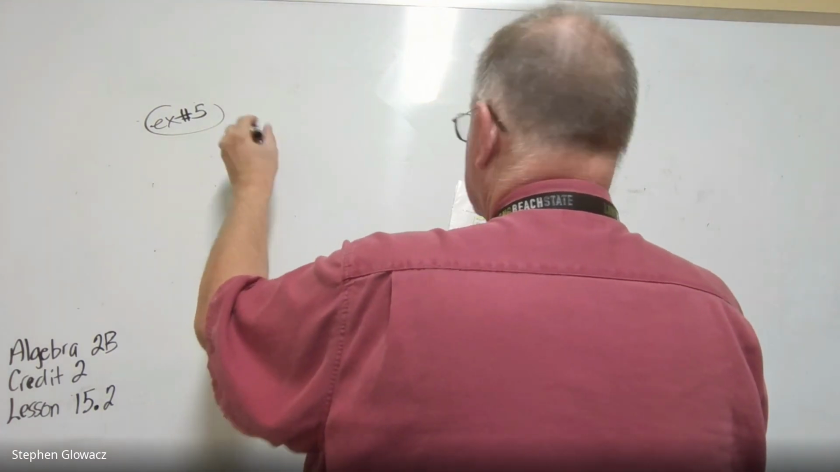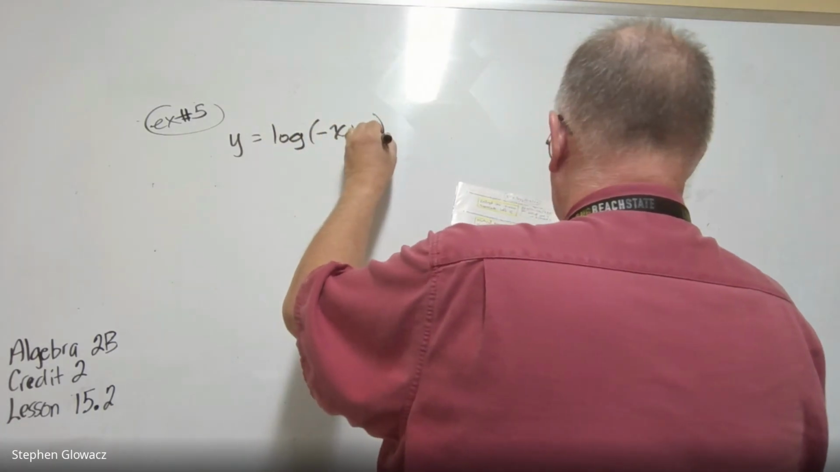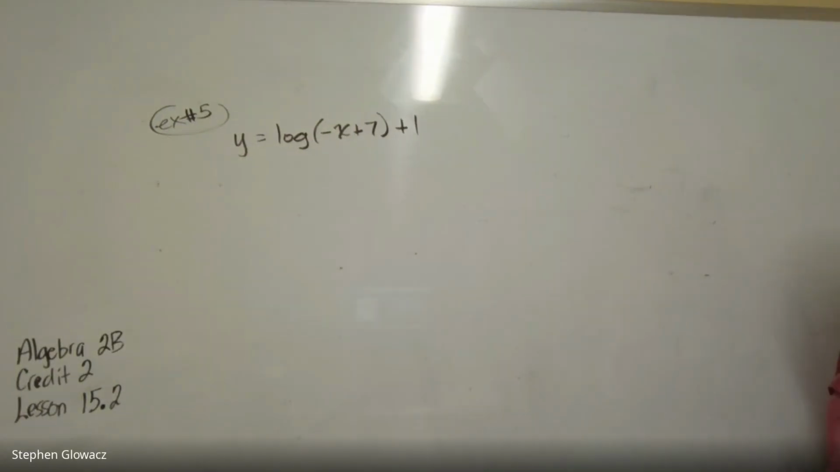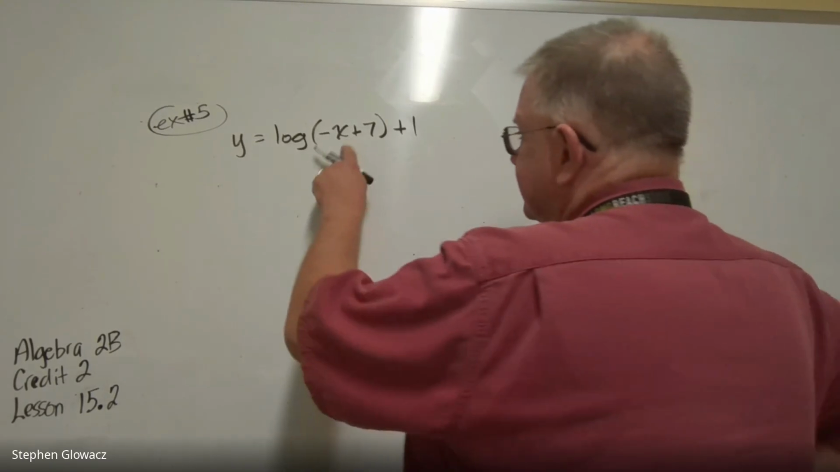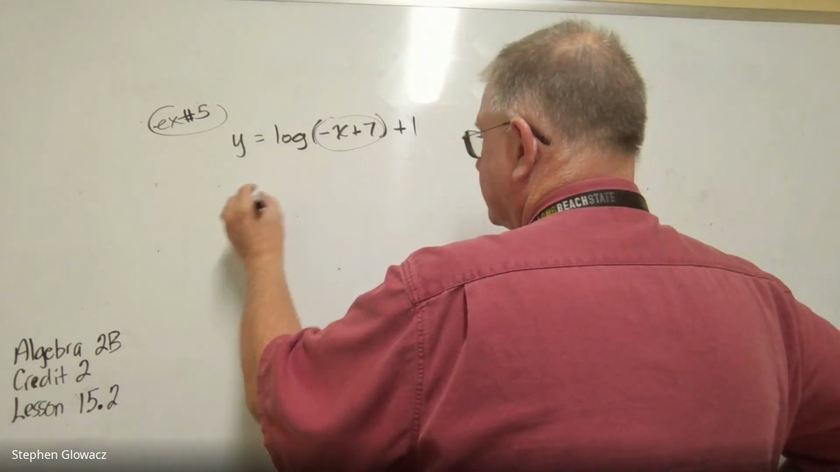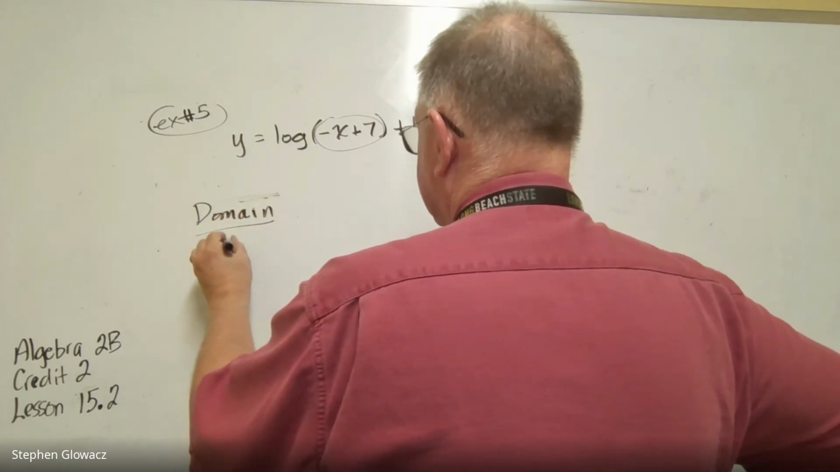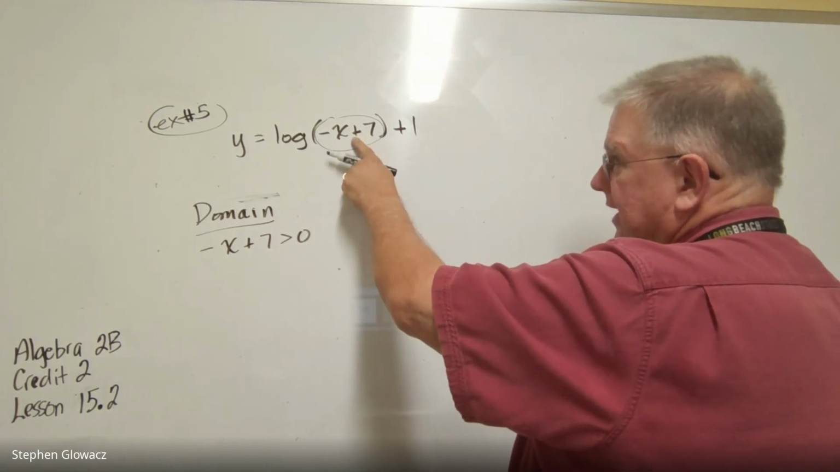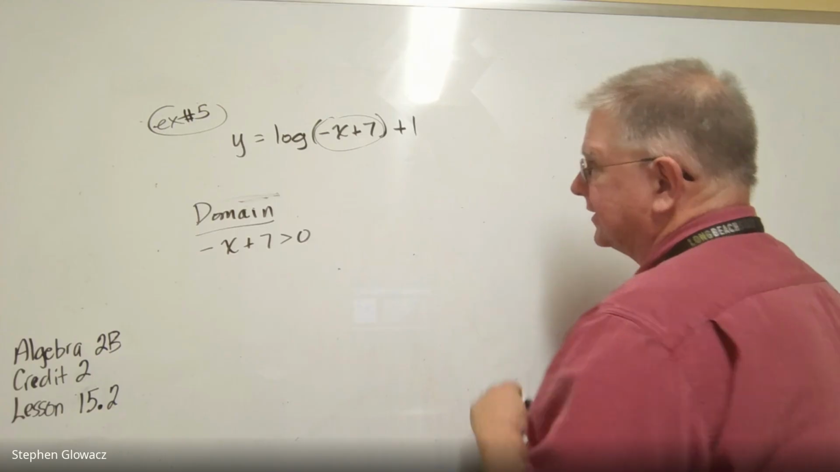y equals log of -x plus 7 plus 1. So as it turns out, you cannot take a logarithm of a negative number. So for the domain, we have to find the values of x. So whatever we're taking the log of, it has to be more than 0. So let's go ahead and set this up. This is our domain. So we would say -x plus 7 is greater than 0. So whatever the logarithm that is, that number, that expression has to be greater than 0.